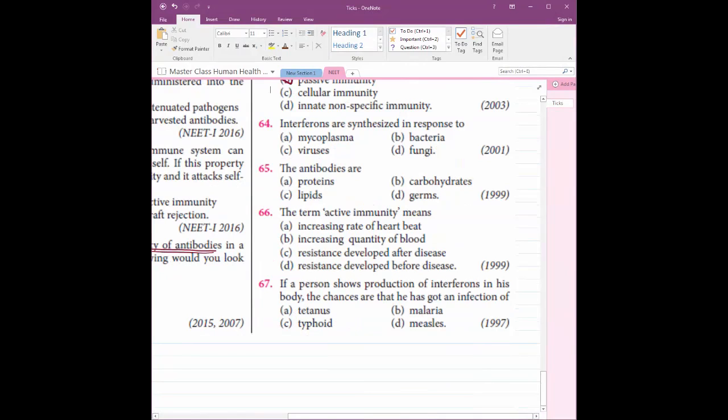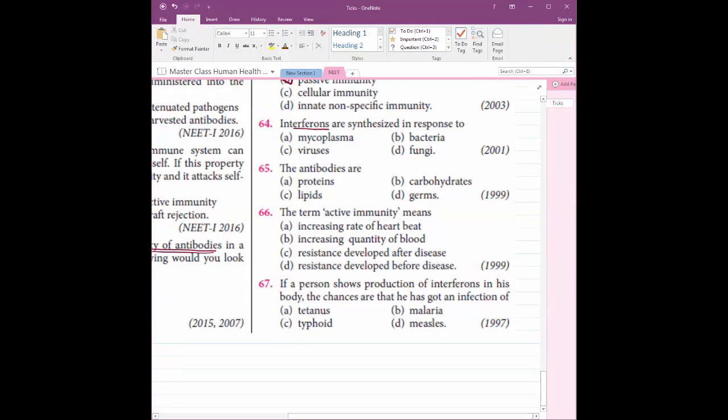Okay, next, interferons are synthesized in response to. Interferons are synthesized in response to. Yes, once again, Mukta is right. Waiting for the others. Come on, quickly, guys. Only Mukta has answered. Nobody else. Masira is also right. Okay. Anybody else? Guys, when is interferon produced?